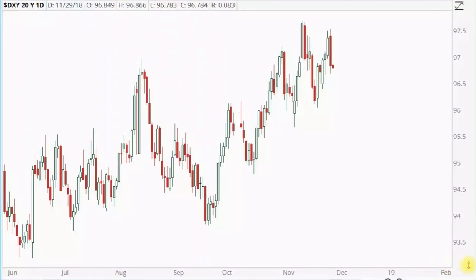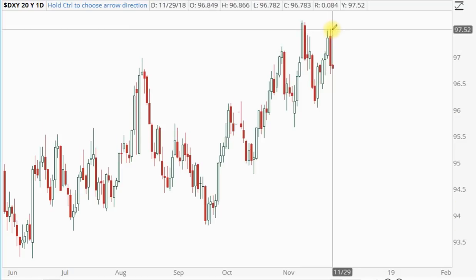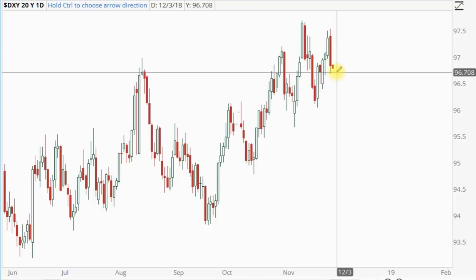With Powell signaling today that further rate hikes are going to be data dependent, basically leaving the Fed open to halting the rate hikes, we've got a bearish engulfing candle in the dollar here. Looks like we're trying to get a little follow through this evening.